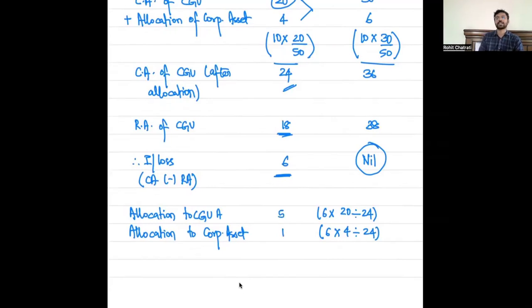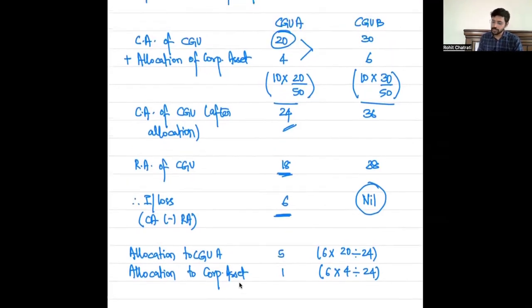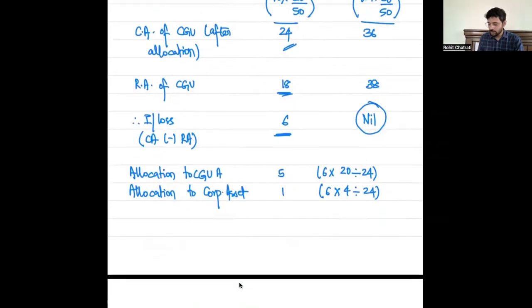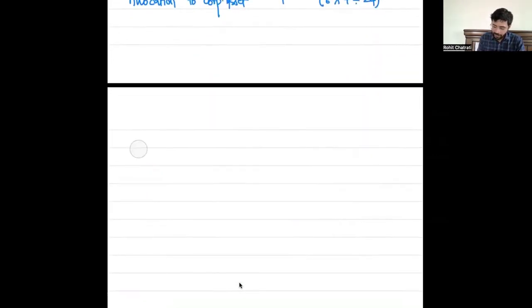All right. So of this 6 million, 5 million will reduce the carrying amount of CGU A, which is going to make the carrying amount 20 less 5 equal to 15 million, and the corporate asset is going to get reduced by 1 million. The corporate assets total carrying amount was 10, that is 4 plus 6, which is going to get impaired by 1 million, and the corporate assets carrying amount will be 9 million.